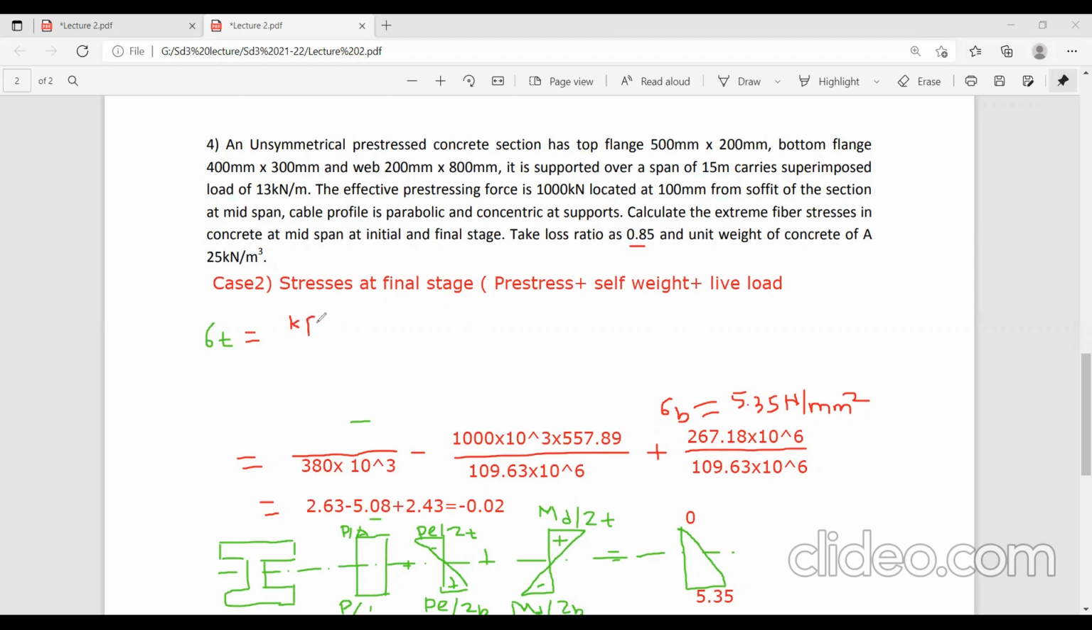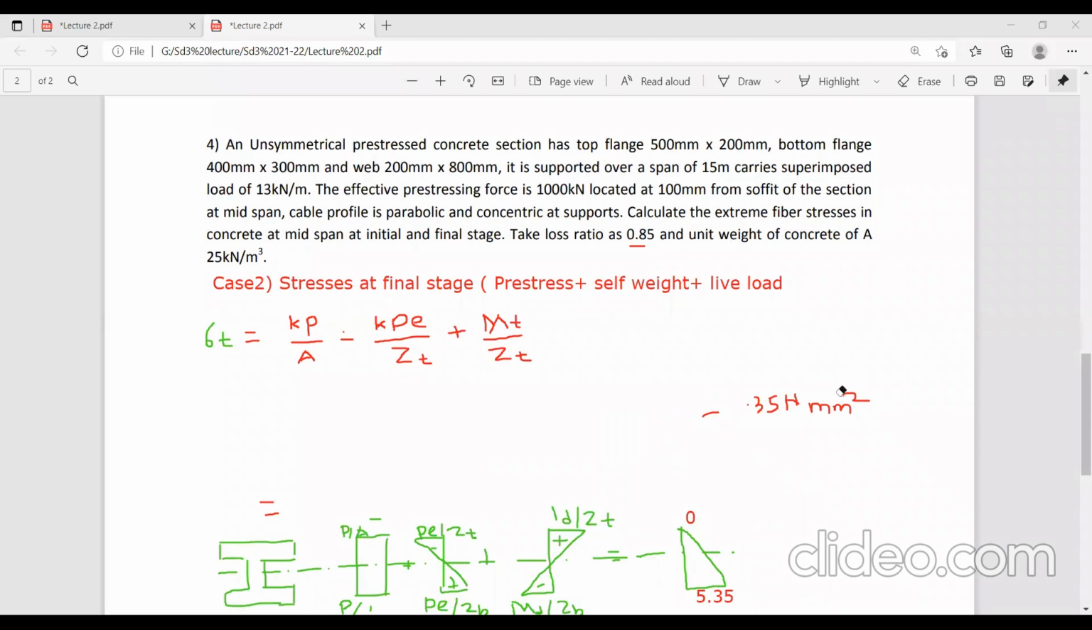Okay, sigma top is equal to k P divided by A, due to top, minus k P e divided by Z t, then plus the moment due to total loading, M t divided by Z t.